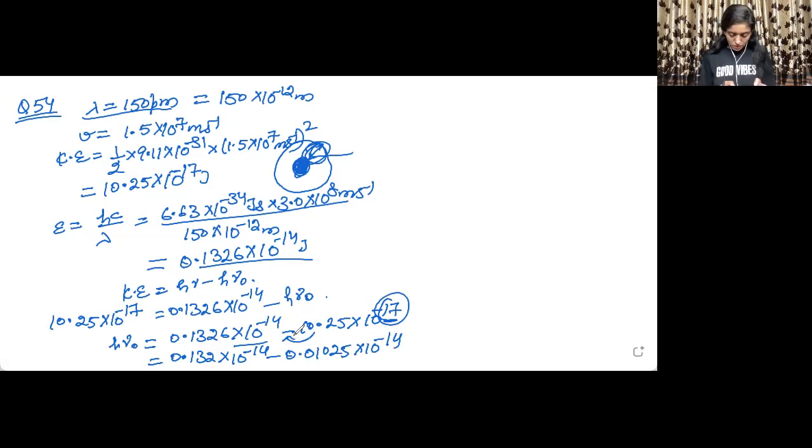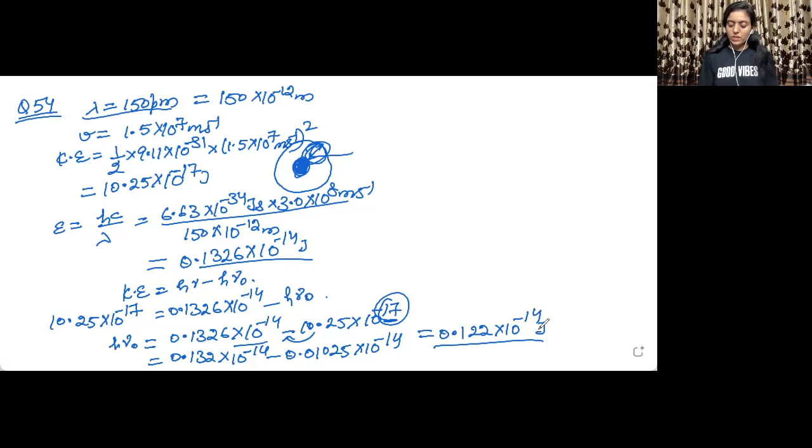Okay, so now we can calculate 0.132 minus 0.01025, which comes out to be 0.122 × 10^-14. Now you can just convert it into scientific notation. So this is the work function.